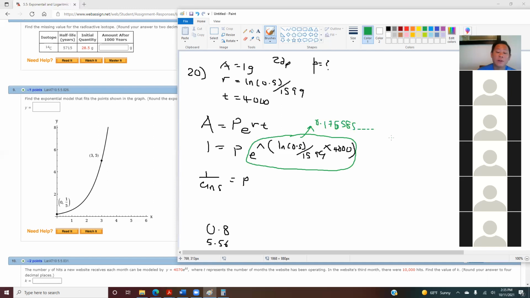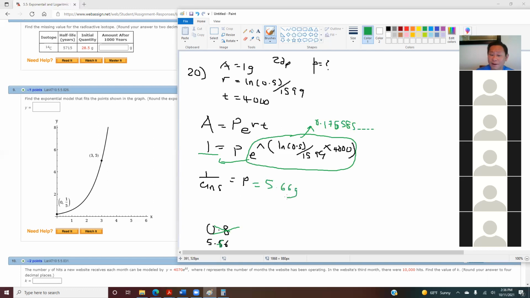That's correct. And then after that, you have to take 1 over it, right? Because your A is 1, so you divide it. So what's 1 over that? 1 over your answer is 5.6629888017, so it's 5.66, right? Yep. So your answer in this case will be 5.66.